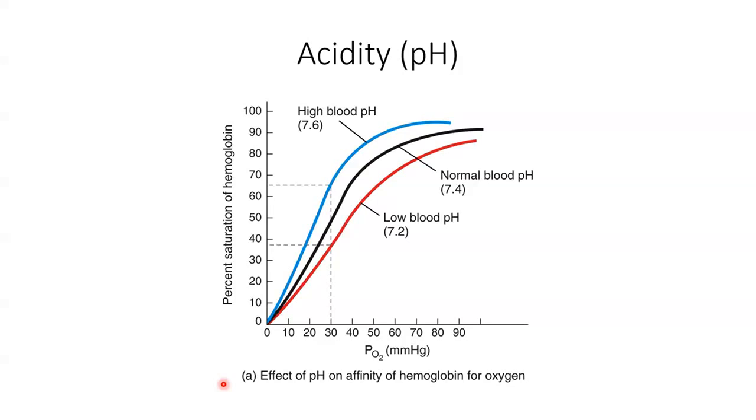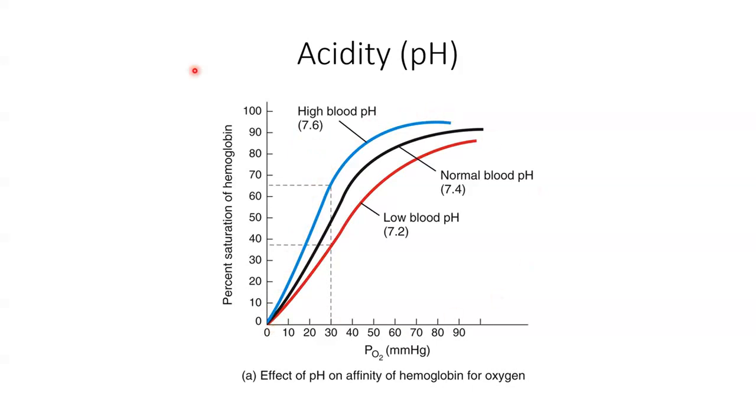When pH decreases, so it becomes more acidic, this oxygen hemoglobin dissociation curve moves to the right, meaning that at any given partial pressure of oxygen, less oxygen is bound to hemoglobin. It dissociates more readily. The opposite is also true. So if we have an increase in pH, a decrease in acidity, that curve will move to the left. So now the oxygen binds more readily to that hemoglobin.